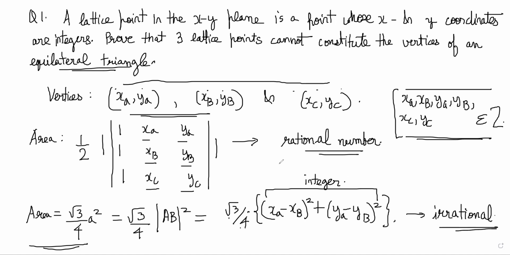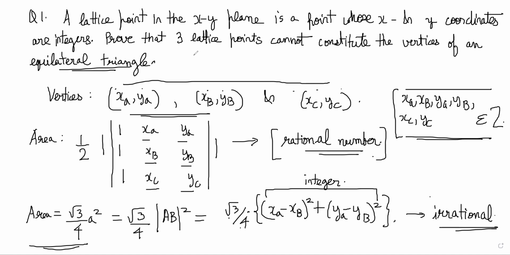So now you can see that we have a simple contradiction. When you use the determinant method, the area should come out to be rational. And when you use the formula for area of an equilateral triangle, you get root 3 by 4 a square, which is irrational. So because of this contradiction, we know that there are no such equilateral triangles with three lattice points in the xy plane, right?